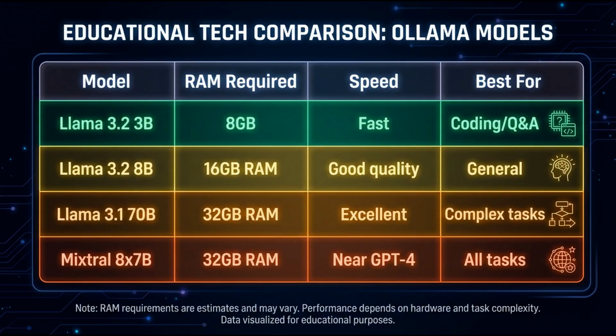Which model should you use? It depends on your hardware. For 8 GB of RAM, try Llama 3.2 3B or Phi-3 Mini, fast responses, good for coding and Q&A. For 16 GB, Llama 3.2 8B or Mistral 7B give you significantly better quality. For 32 GB or an NVIDIA GPU with 12 plus VRAM, Llama 3.1 70B quantized or Mixtral 8x7B deliver near GPT-4 quality. The rule of thumb: if the model fits entirely in RAM or VRAM, it runs fast. If it has to swap to disk, it'll be slow. Start with a smaller model and size up only if you need better output.